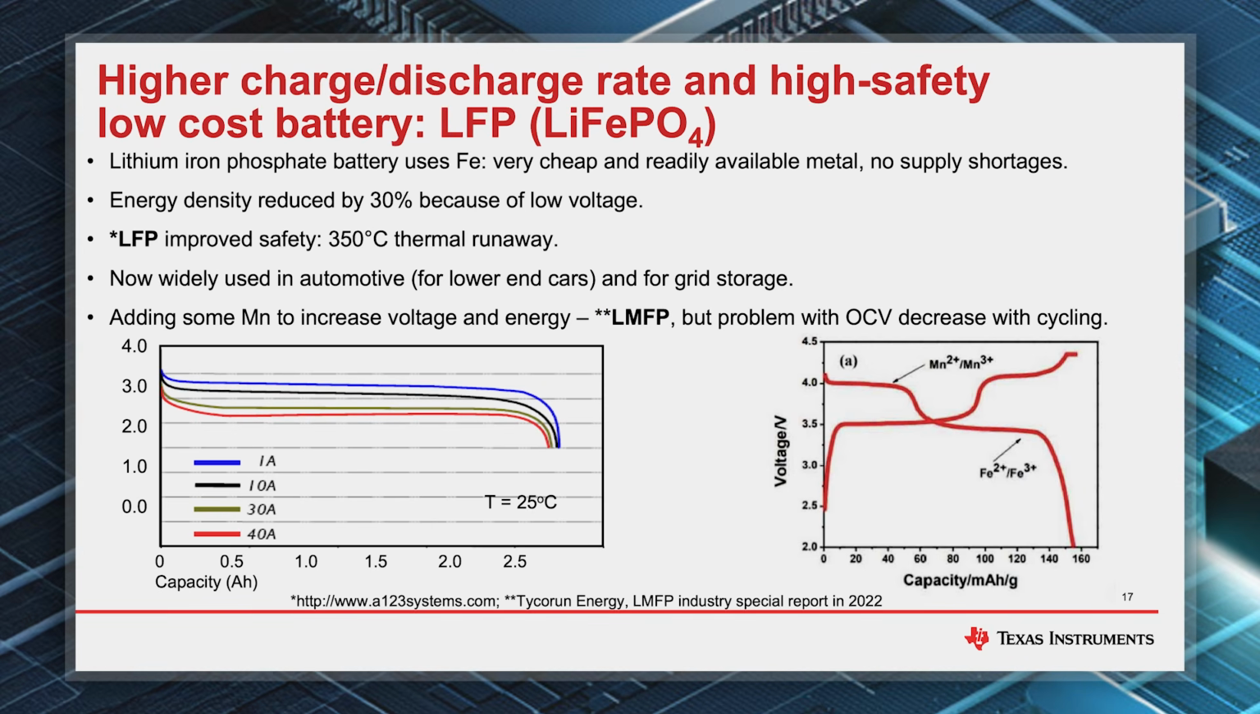So there is a lot of development to try to increase the voltage of LFP. And how can you do that? You can do that by replacing some iron with another cheap metal, which is manganese. And that is how LMFP was born. So LMFP has a voltage profile with two steps. One step is higher, around 4 volts, due to manganese. And the second step is the usual traditional LFP behavior.